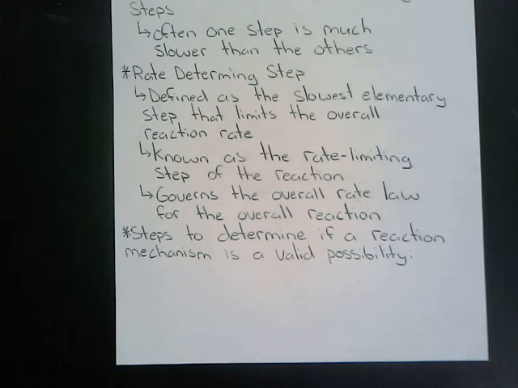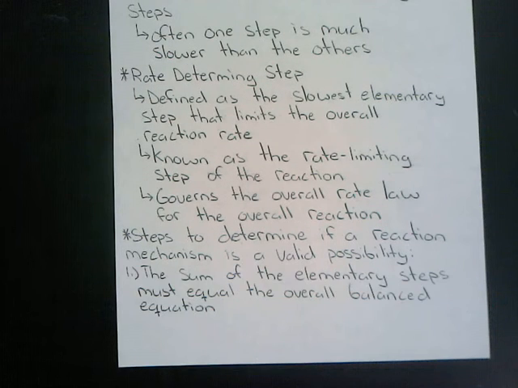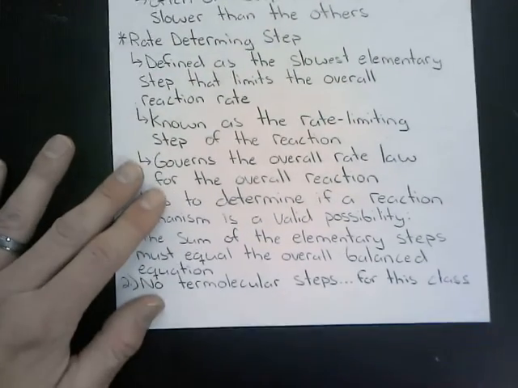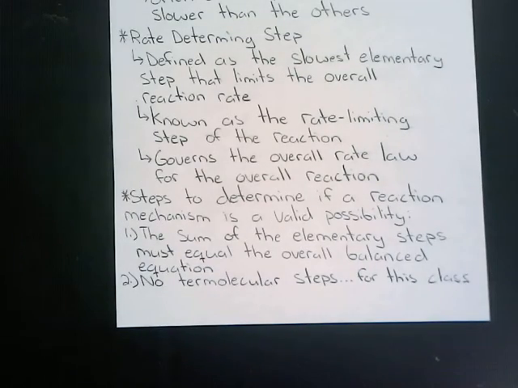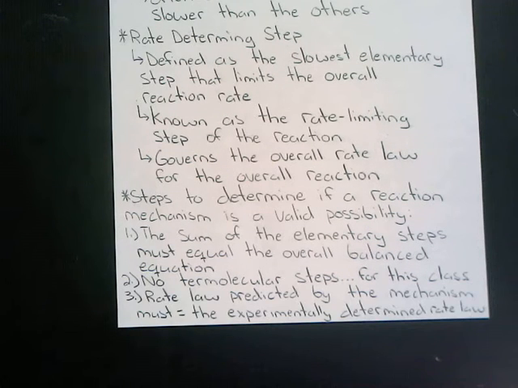So number one, the sum of the elementary steps must equal the overall balanced equation. The second thing is, for this class, there are going to be no termolecular steps. It is possible, and quite often does happen, that a reaction has termolecular steps. Now, the third thing we have to be aware of is that the rate law predicted by the mechanism must equal the experimentally determined rate law.